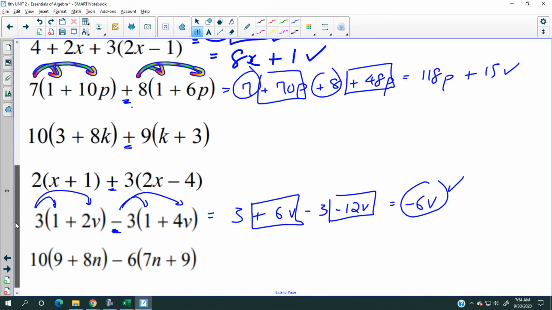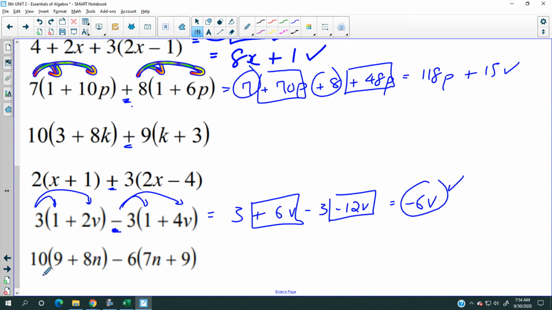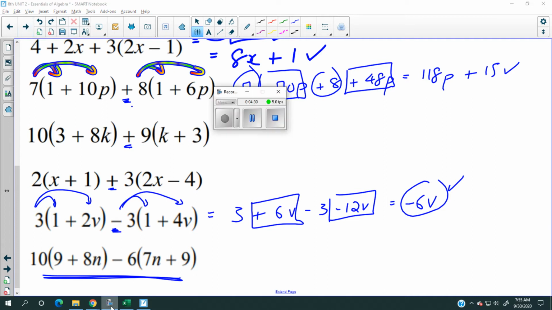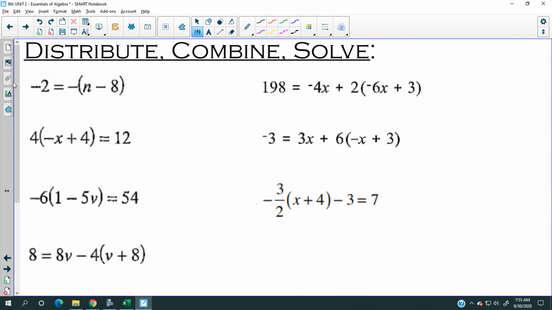Okay, where are we? Now, if you want to pause and try this one on your own, you can. But we've got to move on. Now look at this. We're going to distribute, combine, and solve. By the way, almost 100% of the time, this is the order: distribute, combine, and solve.